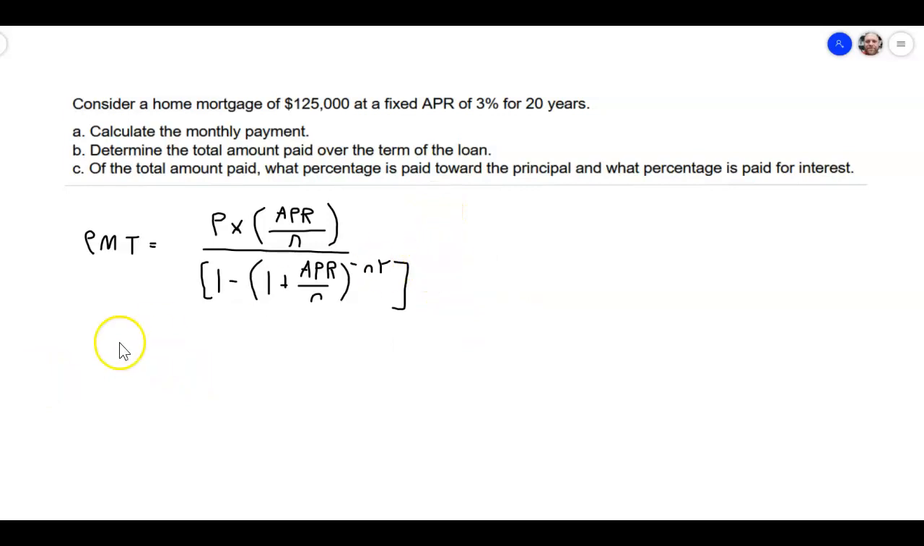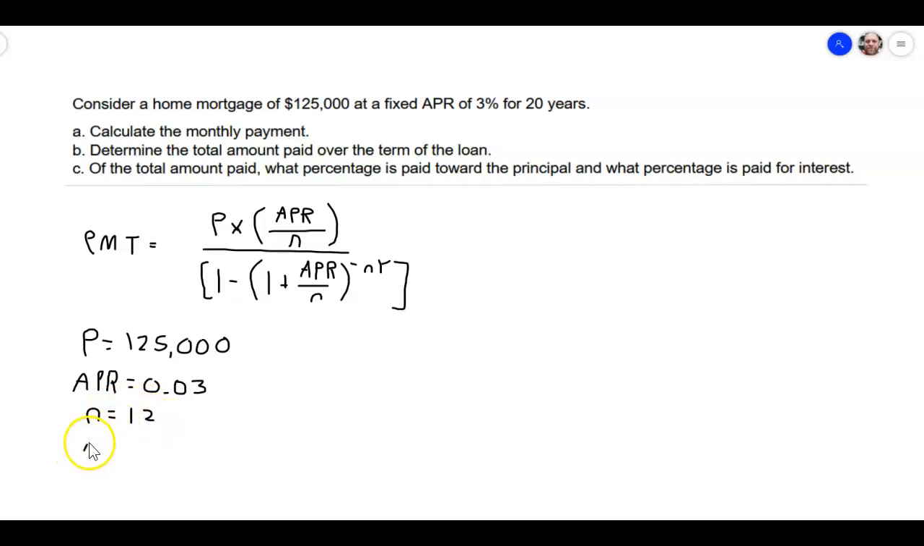So we just really have to plug this stuff in. I'm going to define what my variables are. The P is the principal, that's the 125,000. The APR is my annual percentage rate in decimal form, so that's going to be 0.03. I'm also going to find the APR over N to make it a little easier. So the N is equal to 12.